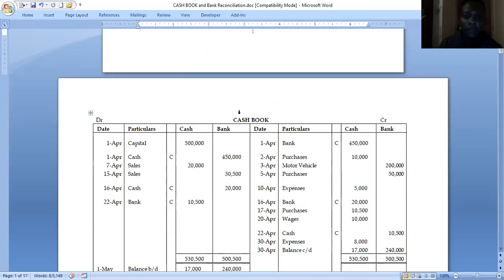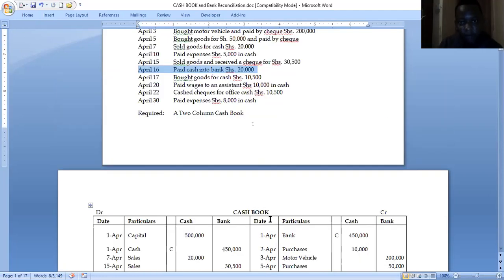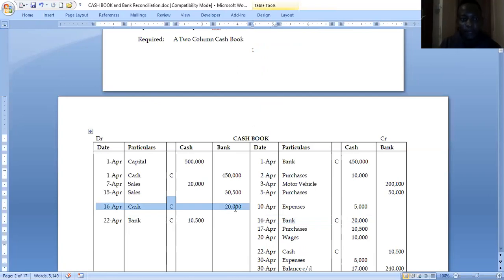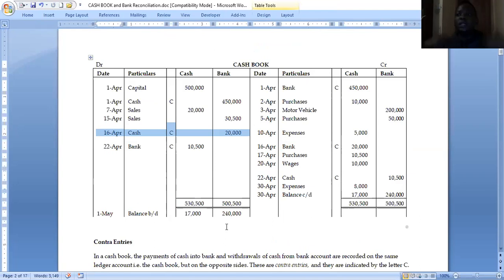As you have it here, on April 16th, credit cash, 20,000 shillings, and at the same time, in the same book, debit bank, 20,000 shillings in the bank column. The description is by bank. You realize that both have been highlighted with the letter C to indicate a contra entry, an entry entered twice in the same ledger, with the debit and the credit in the same ledger.